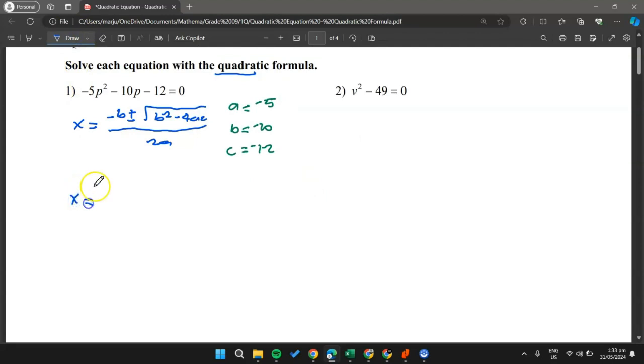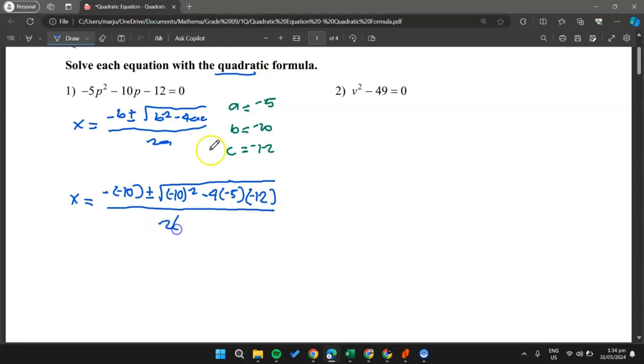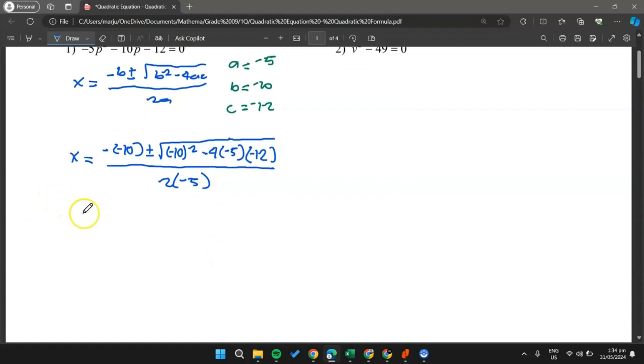So we will now have x is equal to negative b. So we will have negative of negative 10 plus minus the square root of b squared, so that is negative 10 squared minus 4 times a, which is negative 5, times c, which is negative 12, and then again, all over 2a. Our a is negative 5, so we will have negative 5. And then we are going to simplify.